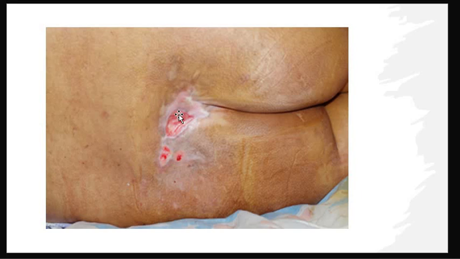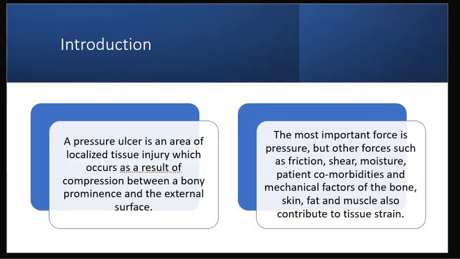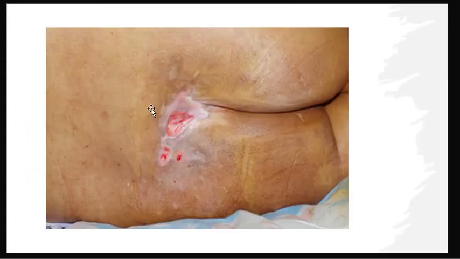So basically, the bed exerts pressure over the skin, and the underlying bone exerts pressure on the skin, and in between, the tissue gets damaged because of both pressures, and a sore forms over that bony projection, which is labeled as a pressure sore or bed sore. So, by definition, a pressure ulcer is an area of localized tissue injury which occurs as a result of compression between the bony prominence and the external surface. The external surface is the mattress, bed, or any bedding where the patient is usually bedridden or immobile.